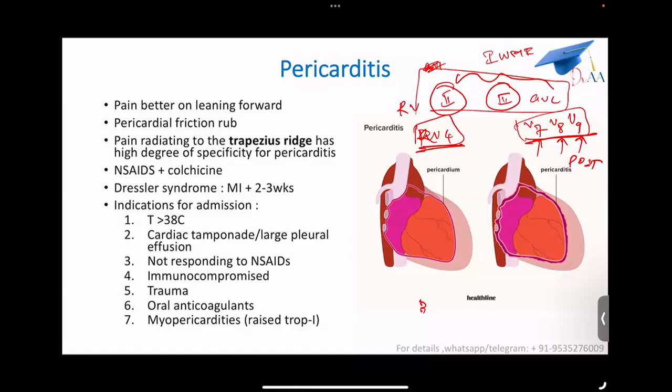You need to know at least the bare minimum. What you need to know in the murmur is which one is a systolic murmur, which one is a diastolic murmur, which one is a pansystolic murmur. At least that much you should be aware of. But we don't have to memorize the audio clips of auscultation.